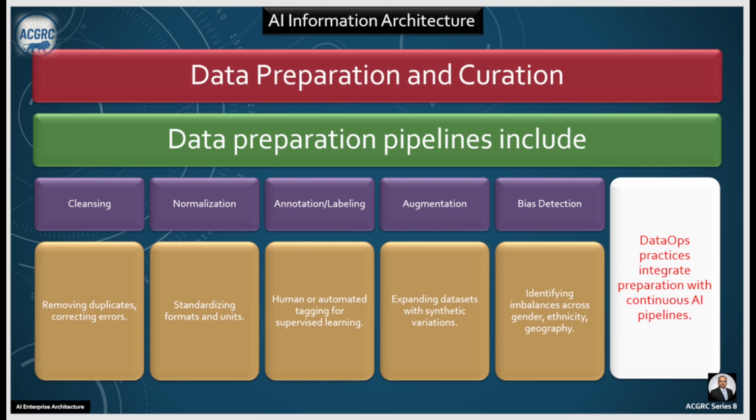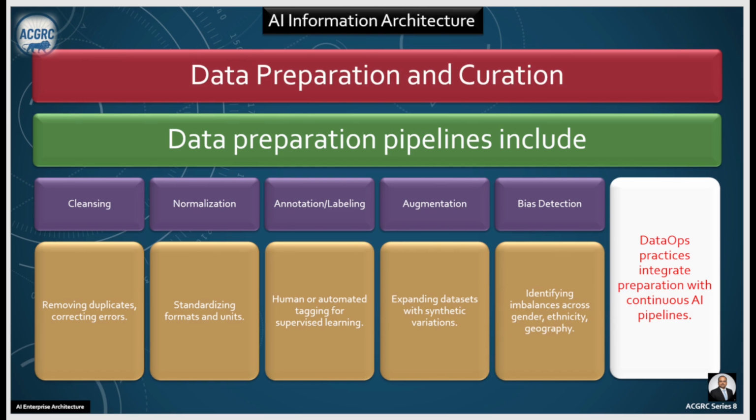Then you have data preparation and curation. Do note these are the core components of AI infrastructure information architecture. So under data preparation and curation, you have five subcomponents, from a data preparation pipeline, which includes removing duplicates or correcting errors. This is the cleansing part. Then you have standardizing formats and units, which is normalization. Do note the difference. When you remove duplicates and correct errors, that's cleansing. But when you standardize formats and units, that's normalization.